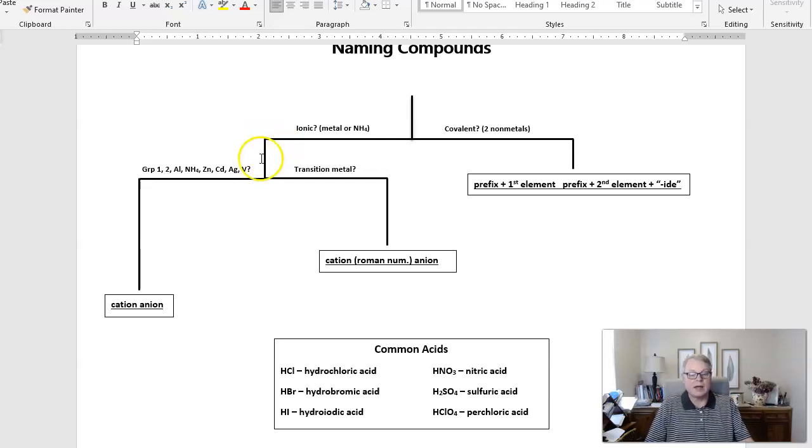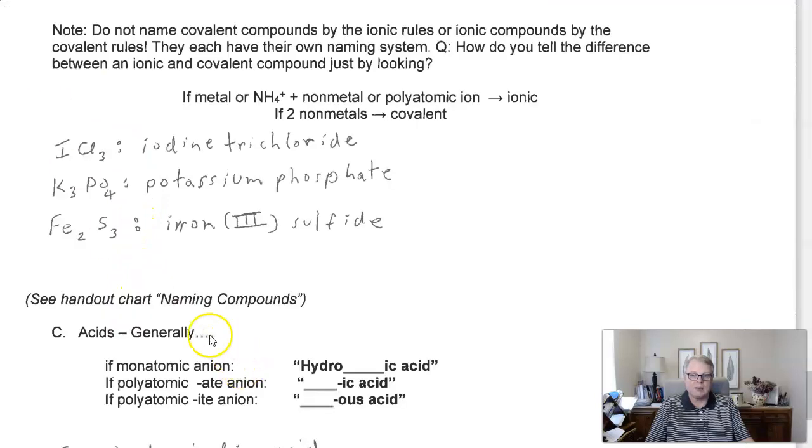Now I've got to make another decision. Is potassium a transition metal, or is it one of these that always forms one charge? Well, potassium in the periodic table is in group 1, so it's always +1. So how do I name these? Well, it's just cation, anion. So therefore, I would name this potassium phosphate. See, polyatomic ion here, phosphate. No Roman numeral. No prefix either, just potassium phosphate.